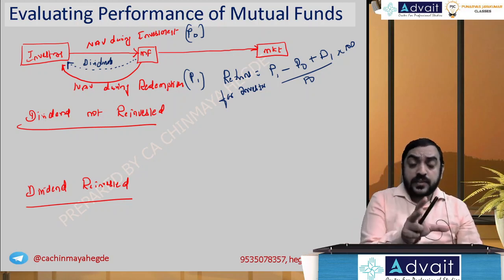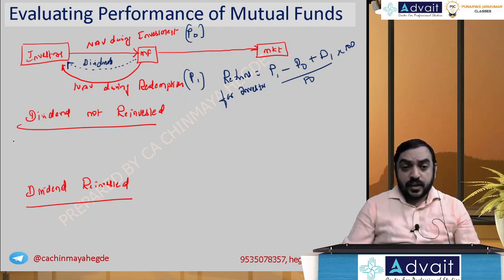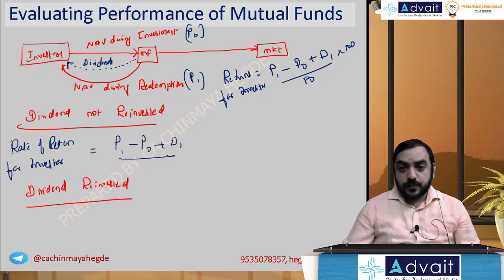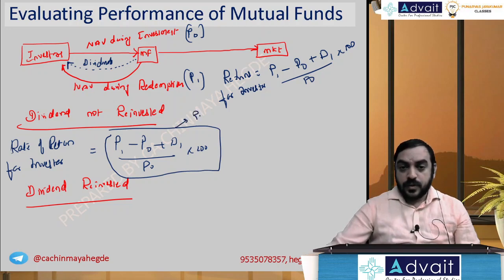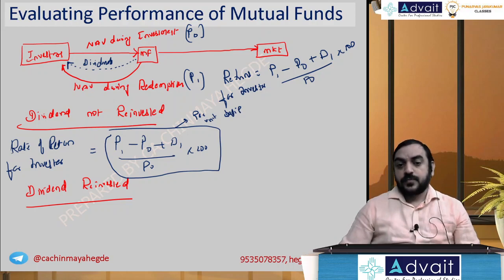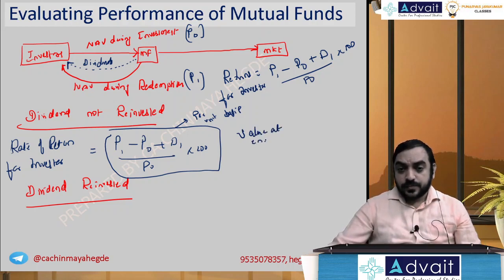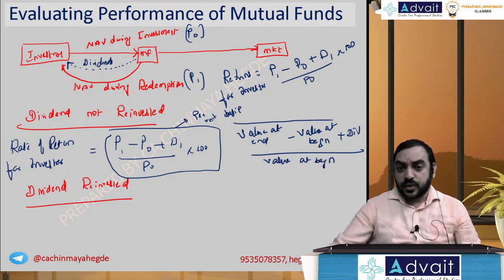You can do it on an individual basis or you can do it on a total basis. So, dividend reinvested, rate of return for investor can be calculated by the same formula. I'll repeat, P1 minus P0 plus D1 by P0 into 100. This is per unit basis. Or you can also do total value basis, meaning what? Value at the end minus value at the beginning, plus total dividend received, whole divided by value at the beginning, into 100.